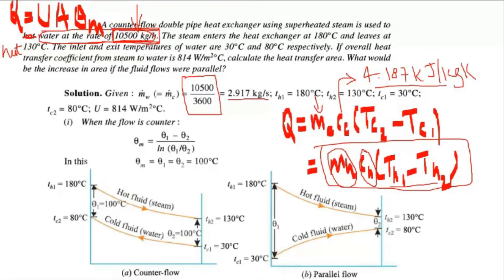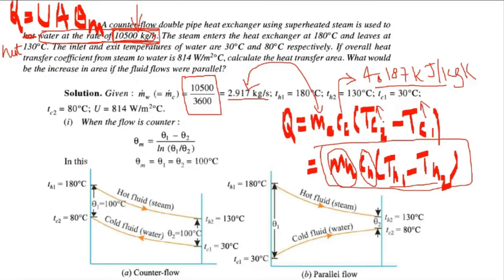Is that part clear now? So mC value is known. mC value is 10500, which we have converted to kg per second. And Cc value is 4.187 kilojoule per kg Kelvin, or we can write the same as 4.187 multiplied by 10 to the power 3 joules per kg Kelvin. Make sure that everything is converted to SI form. Tc2 value is given and Tc1 value is given.